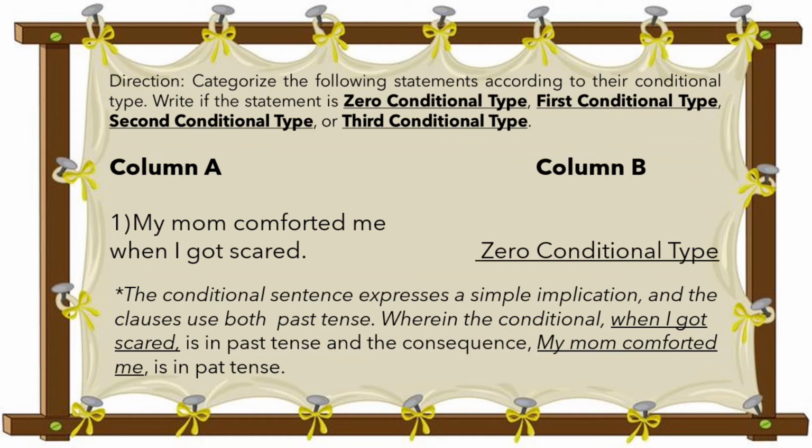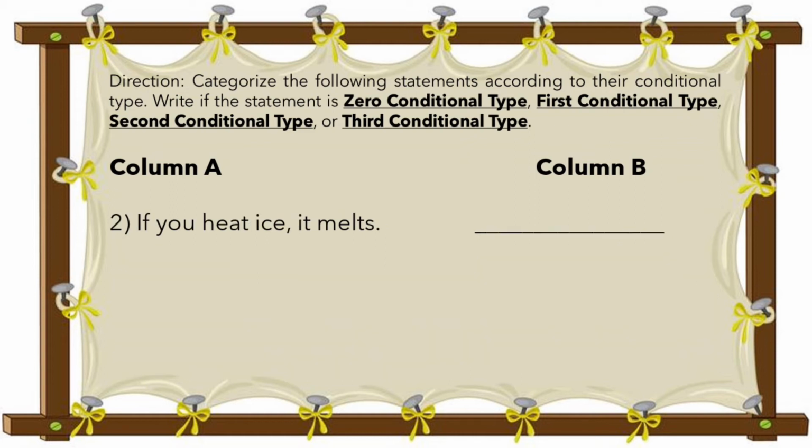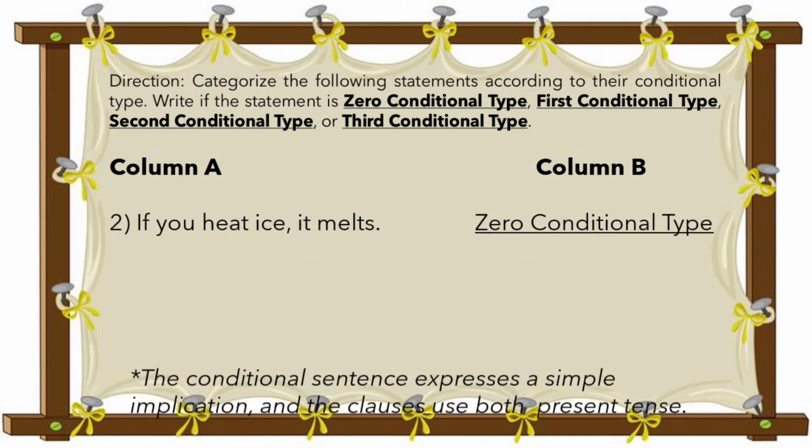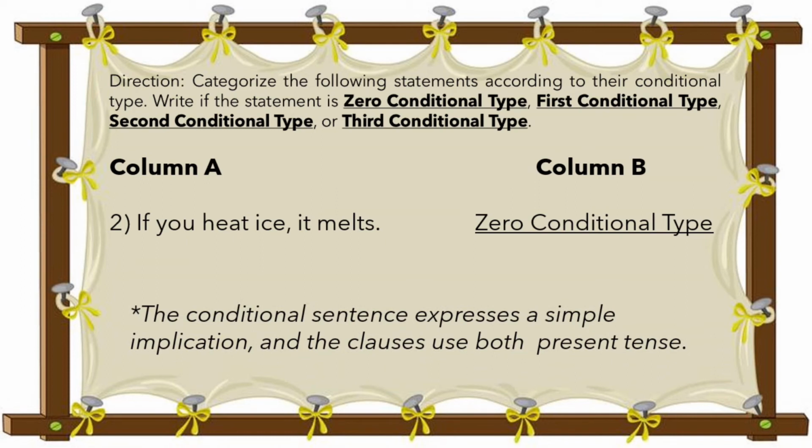Are you ready? Here we go. Number 2. If you heat ice, it melts. What is your answer? You are correct. It's zero conditional type. The conditional sentence expresses a simple implication, and the clauses use both present tense. We have here the condition, if you heat ice, which uses present tense, and the consequence, it melts, is in present tense also. Very good.